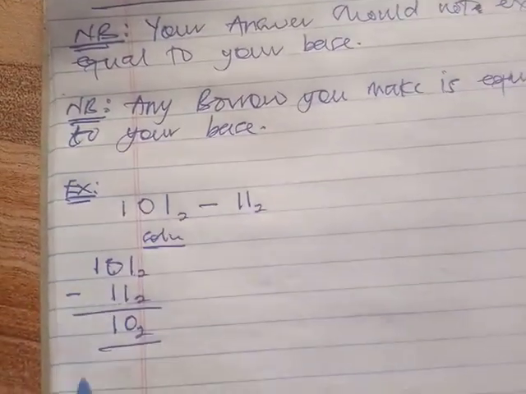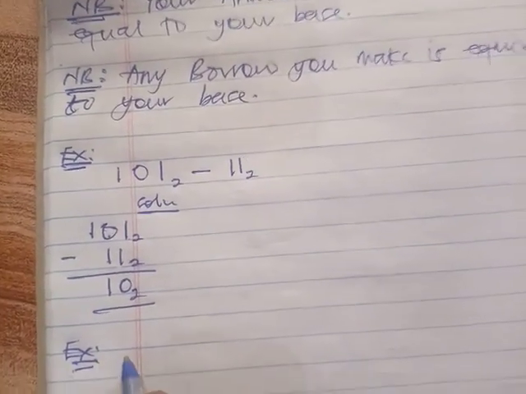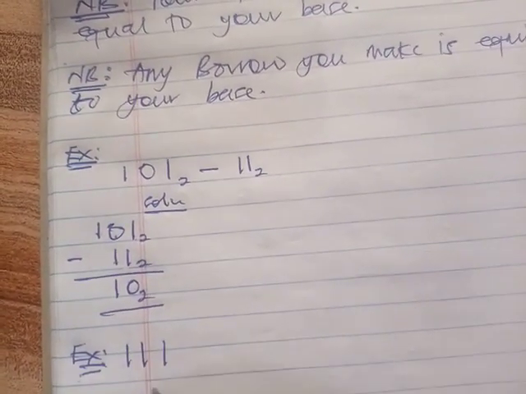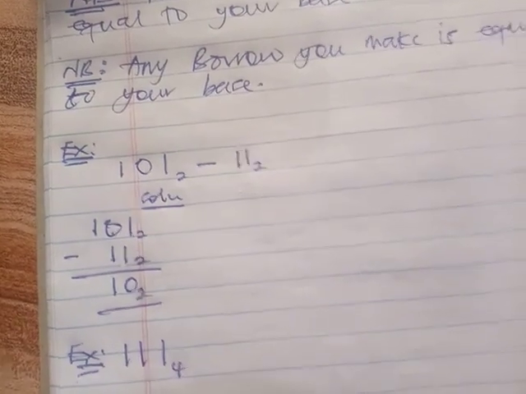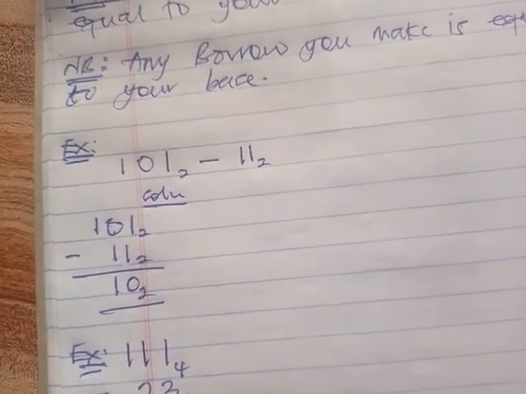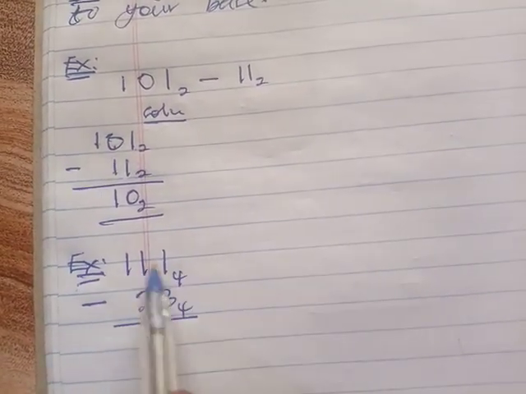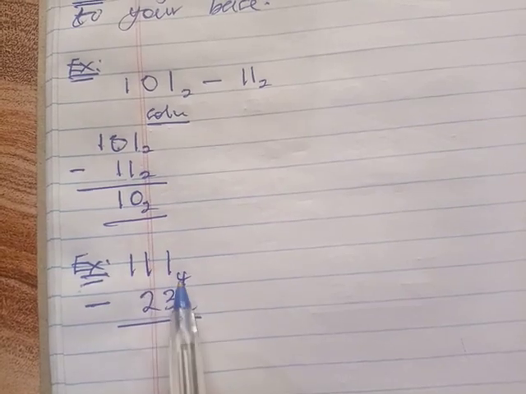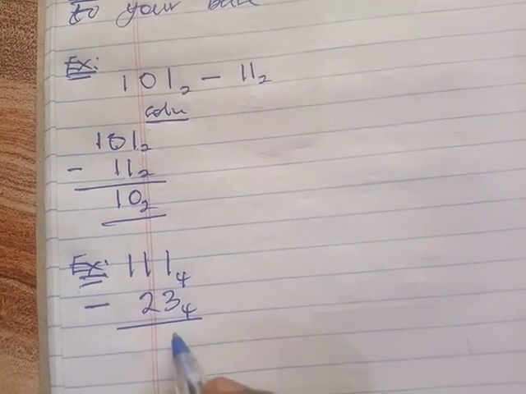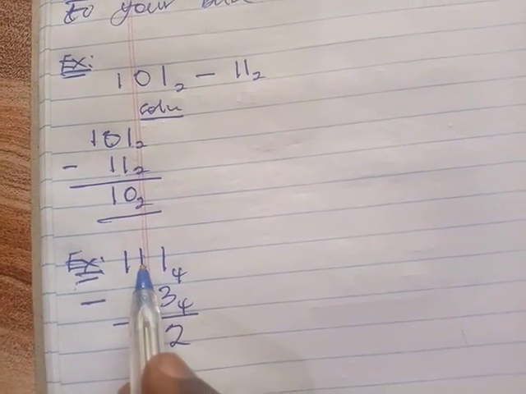The next example is, let's say, 111 base 4 minus 23 base 4. 1 minus 3 is not possible. So you borrow from this to that. And when you borrow, you've borrowed 4, making 5. 5 minus 3 is 2. Now there will be nothing left here, so we have 0 here.